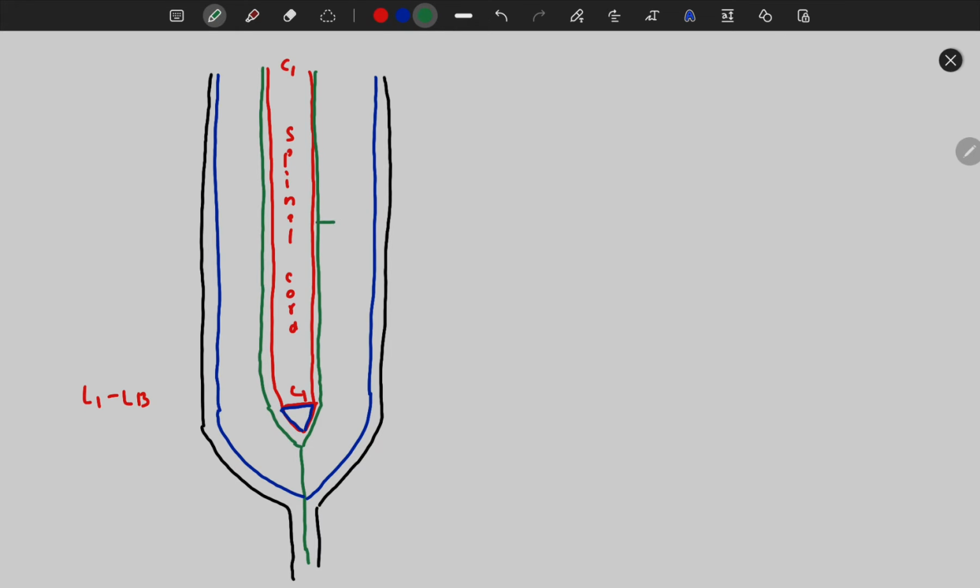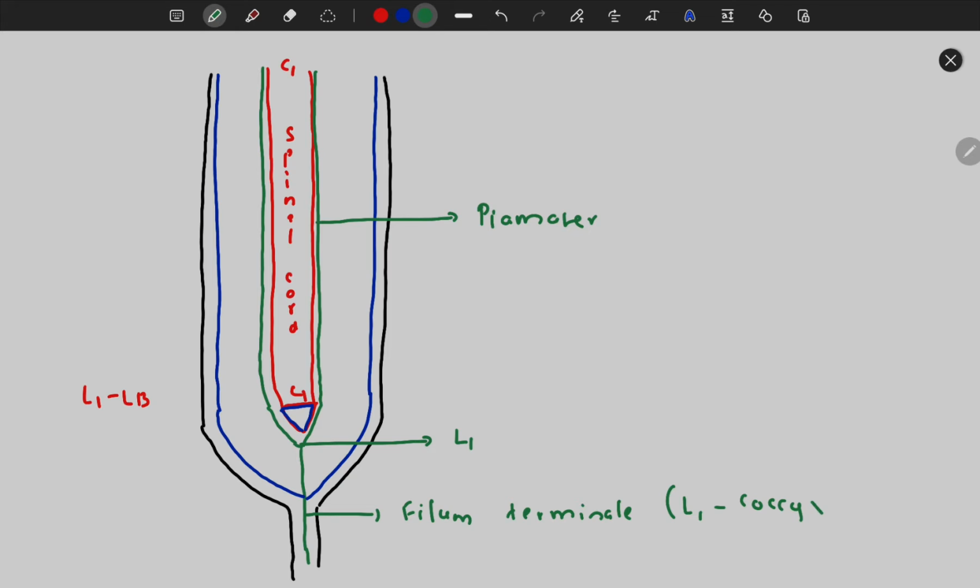Closely investing the spinal cord, you can see the pia mater, and this pia mater forms a modification at L1 and becomes the filum terminale. This filum terminale extends from L1 to the coccyx region. This filum terminale is a modification of pia mater.